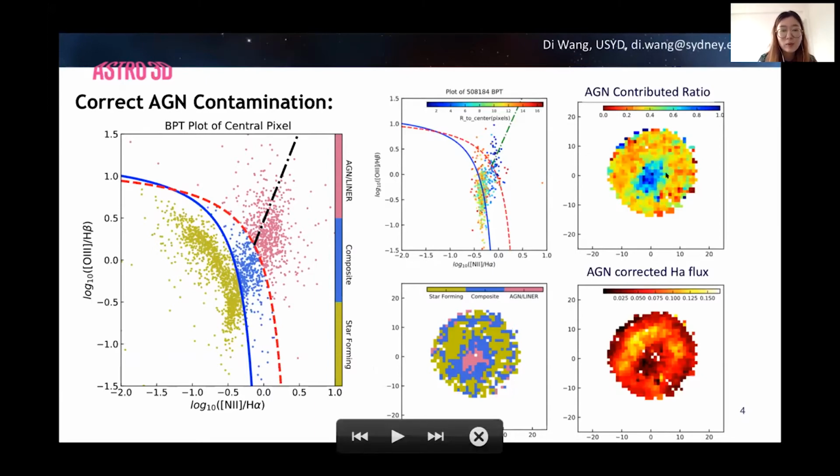The top right one is the AGN contributed ratio, from blue for 100% AGN to red for 0% AGN. With this ratio times the original H alpha flux, we can get an AGN-corrected H alpha flux. The AGN contamination correction won't change the concentration index significantly because the AGN LINERs are usually quite faint and it has an extended star formation region.